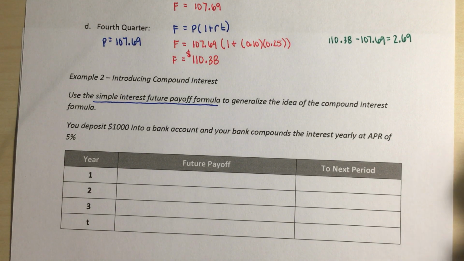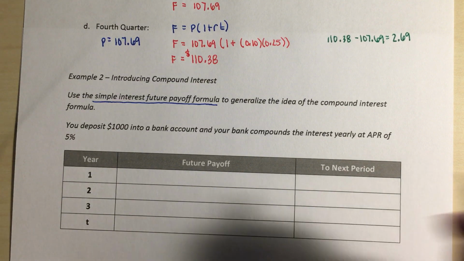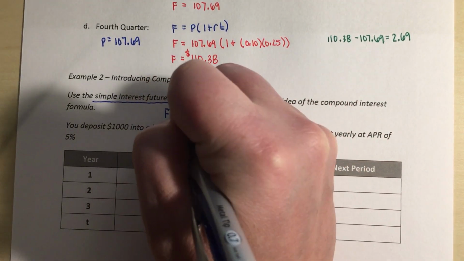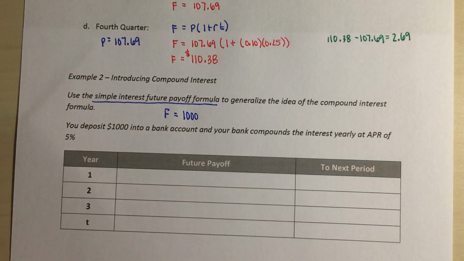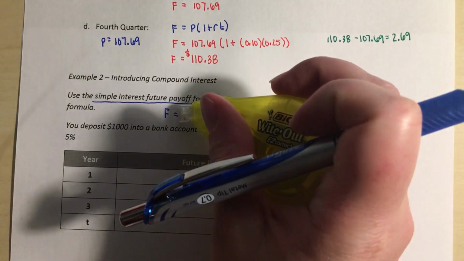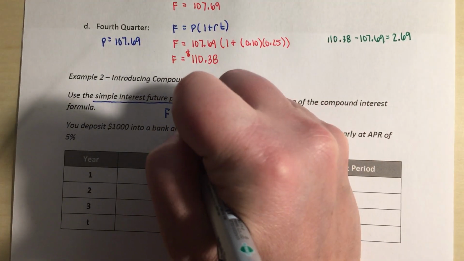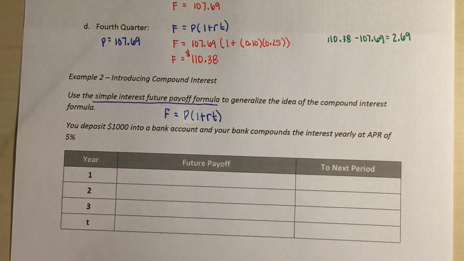So in this case, you deposit $1,000 into a bank account and your bank compounds the interest at an annual percentage rate, APR, of 5%. Let's write out our general formula up here: F equals P times 1 plus RT.